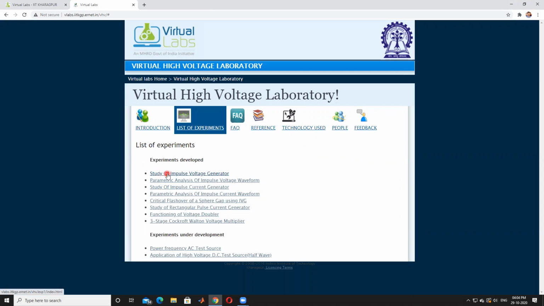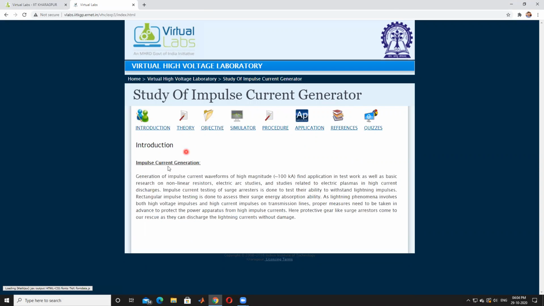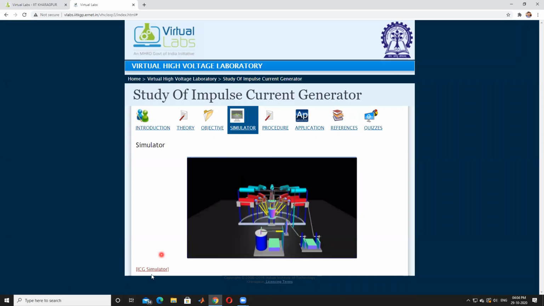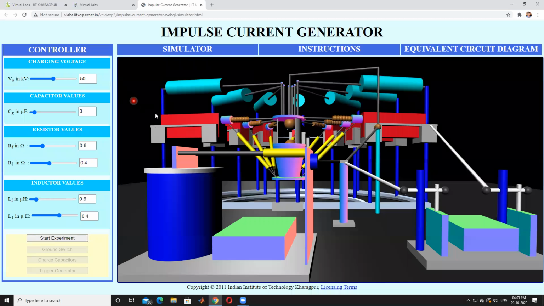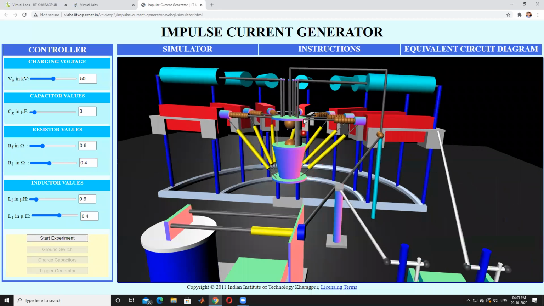Today we are concentrating on the study of the impulse current generator. By pressing that, you can see different types of icons. Press simulator. ICG is nothing but impulse current generator. This is called the experiment setup. After pressing the ICG icon, we get this, the experiment setup of the impulse current generator.